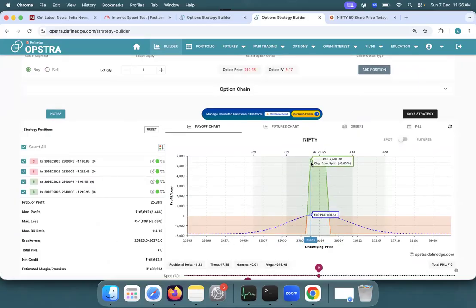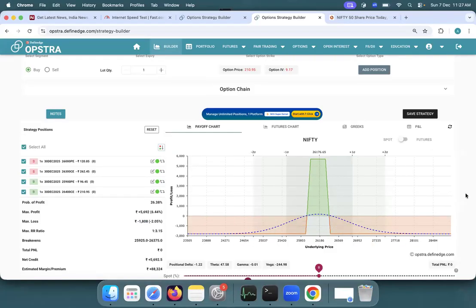If your view goes right, which is range bound, okay. So you are saying if the market stays between 25,900 to 26,375, roughly 400 points. If the market remains in this 400 point range, I will make a profit of 5,600. But if the market goes beyond these, let's say your view was range bound, but the market turned out to be directional or volatile, and it went beyond these, then you will incur a small loss of 1,800.